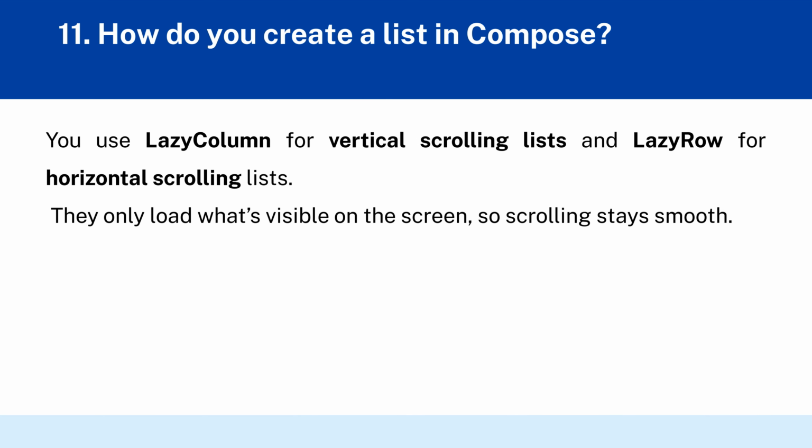How do you create a list in Compose? You use LazyColumn for vertical scrolling lists and LazyRow for horizontal scrolling lists. They only load what's visible on the screen, so scrolling stays smooth.